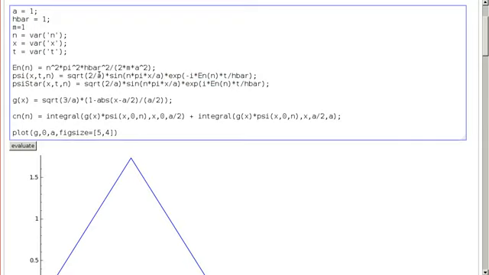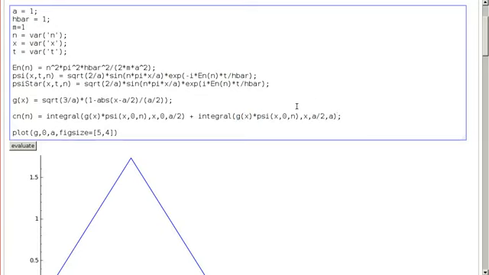Psi star is the complex conjugate of psi, which I've just done by hand by removing the minus sign here. More or less just a copy-paste. G of x is what I've defined the initial conditions to be, which is square root of 3 over a times this 1 minus absolute value expression. And c sub n here, that's the integral of g of x times psi from 0 to a over 2 plus g of x times psi going from a over 2 to a.